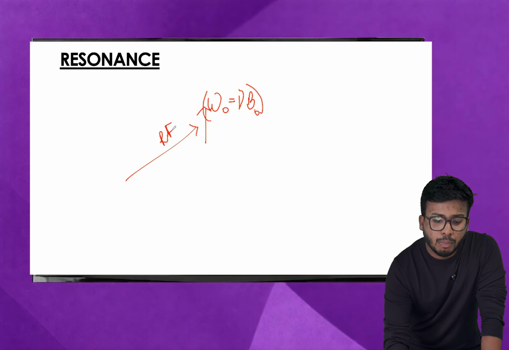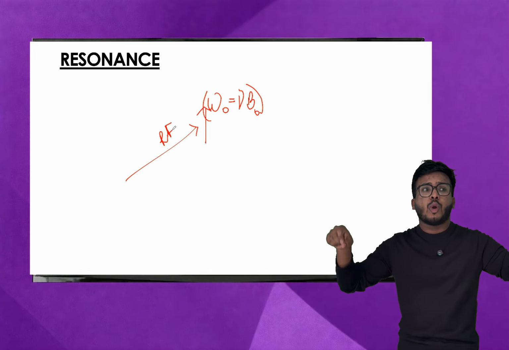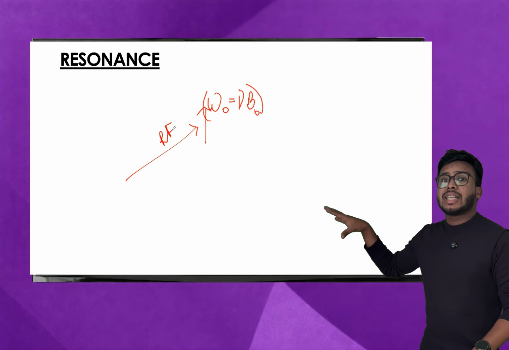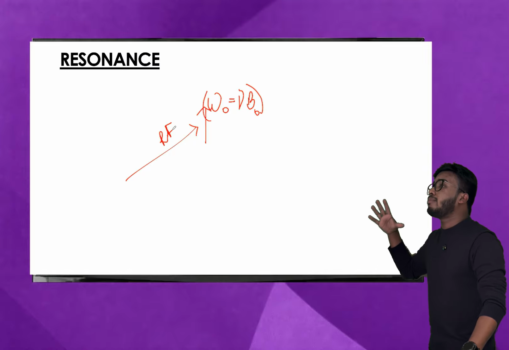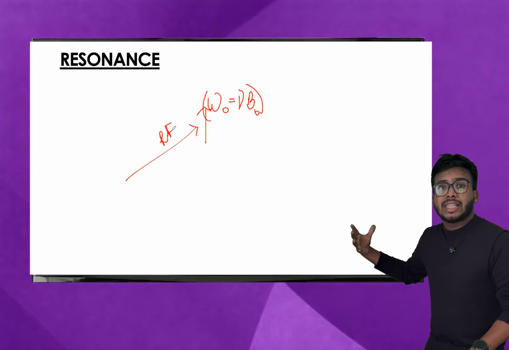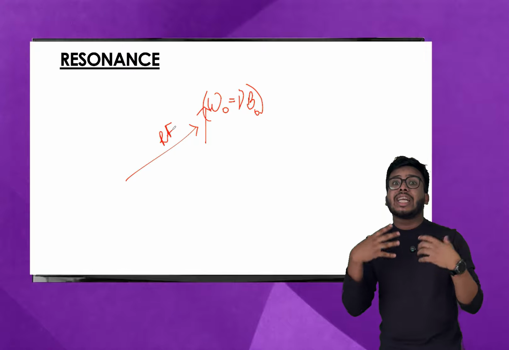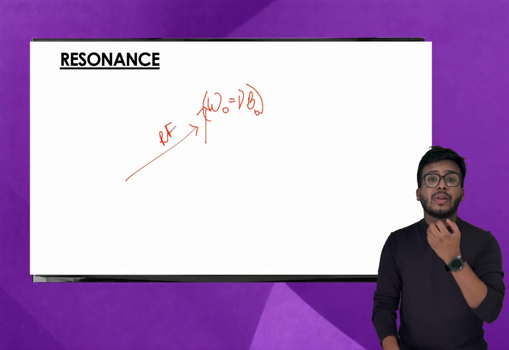Why RF pulses? Pulses means like switching on, switching off, switching on, switching off. That's all. That will create a pulse. So we are sending an RF pulse, that is radio waves that have a frequency matching the precessional frequency of the hydrogen proton, to create resonance. Why do we need to create resonance?